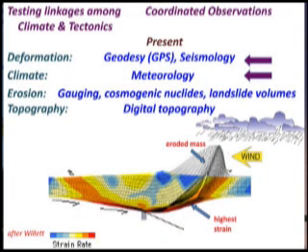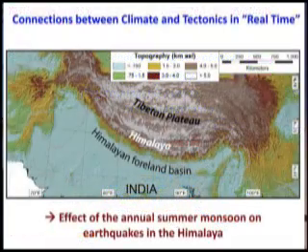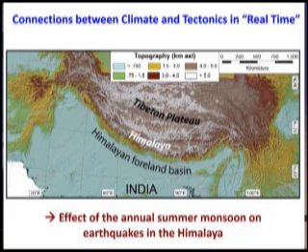Now, you could ask, okay, how do we test these? And I'm going to show you one example from the modern time that combines just these top 2 things. We're looking at deformation and climate here. We ultimately have to integrate all of these, but we'll look at deformation and climate in terms of seismology and geodesy, that is, using GPS to measure movement within the Earth's crust, and a little bit of meteorology. And we're going to be looking at the effect of the Indian monsoon on seismicity within the Himalayas. Kind of an interesting connection in real time.